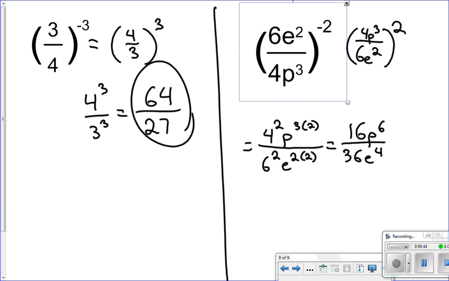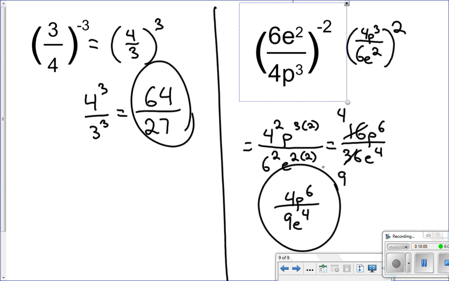But 16 over 36 can reduce, and in both of those I can take out a 4, and so this becomes 4, and this is going to become 9. So I end up with 4p to the 6th over 9e to the fourth.